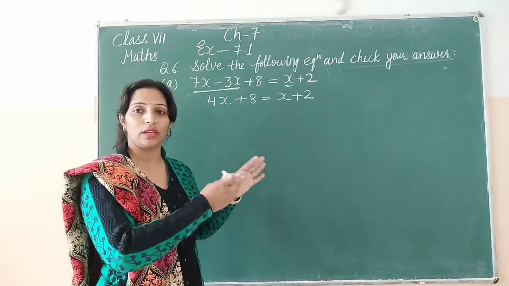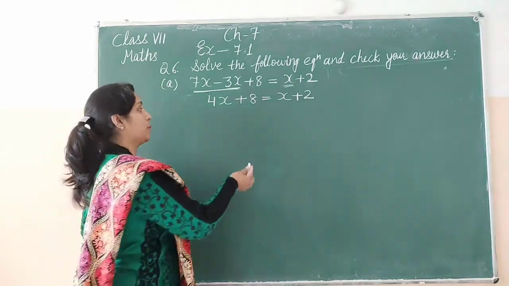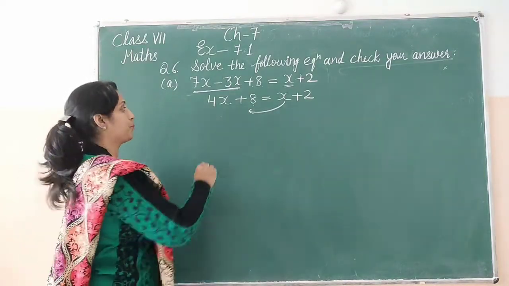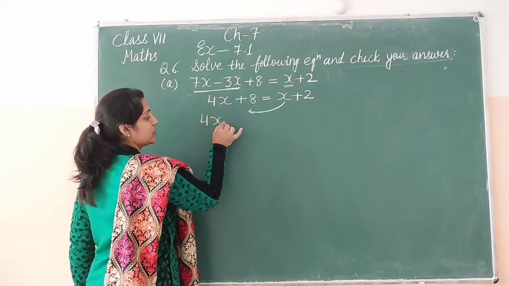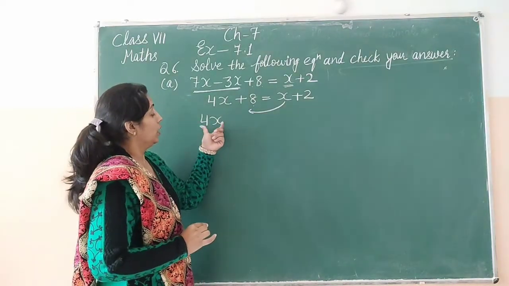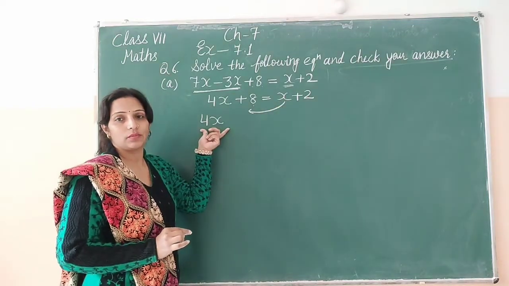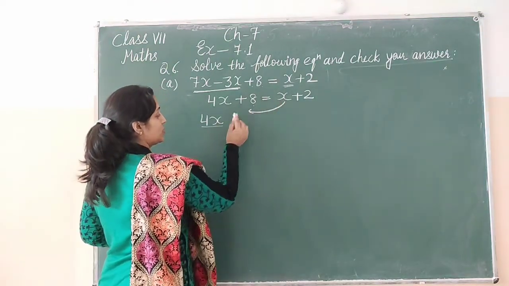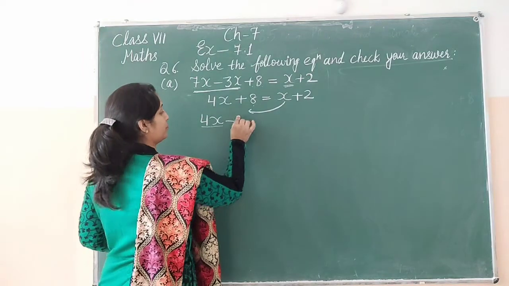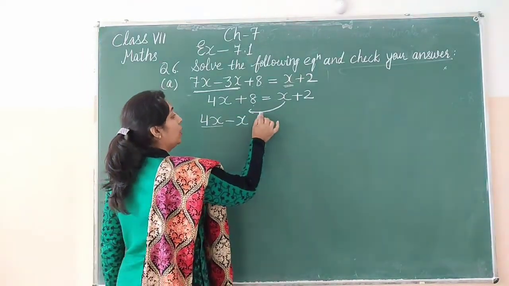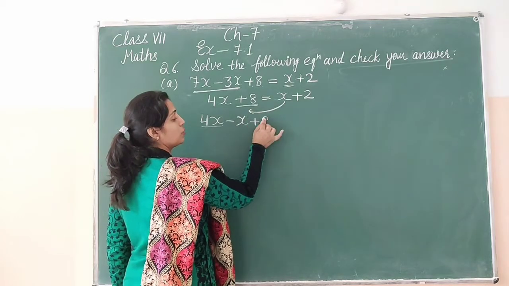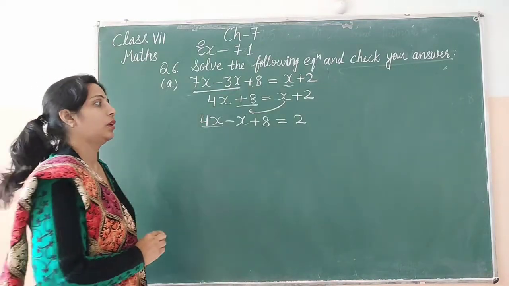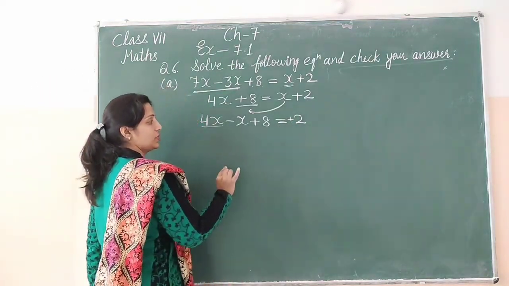Now what we have to do? Variables on one side, constants on another side. So this x we will take on left hand side. On left hand side 4x is written. X is a like term with 4x because variable part is same. So we will write along with this 4x. X is of positive sign here, after changing side negative. 4x minus x plus 8 constant as it is. What is left this side? Only 2 is left with plus sign.